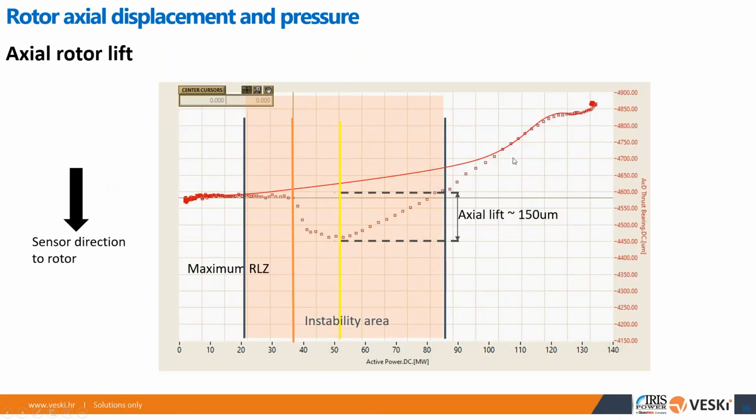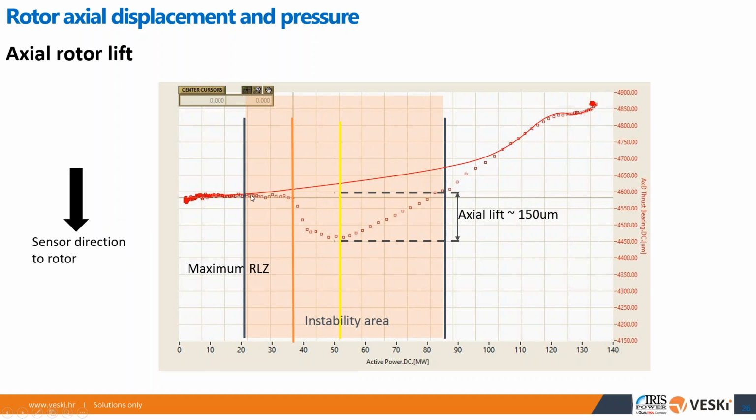This is the axial displacement versus the power, X versus Y plot. And the sensor looks in this direction. So that means that when this number decreases, the rotor lifts. Basically, it's pushing up to the sensor. When this number is increasing, the rotor is moving down. So if we are putting a load, we would expect that the turbine, because of the water pushing it down, would basically move away from the sensor, so the pattern should look like this.